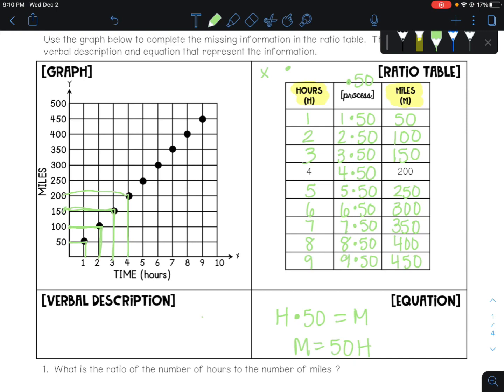Okay? Now here's the situation. We need to write a story for this. Like, what is happening? What is happening in these hours, turning it into miles? It's making me think of a car driving, like miles per hour. So I'm going to say a car travels, and we've got, let's pick a ratio here. How about just the first one because it's easiest? 50 miles in 1 hour.